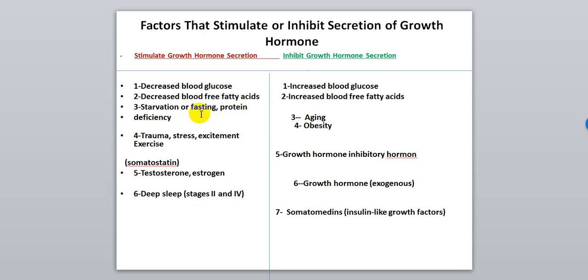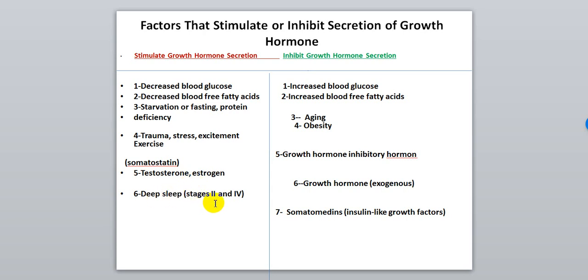Starvation, fasting, or protein deficiency means a need for more and more secretion of growth hormone to release the fats to produce body energy. Trauma, exercise, excitement, and stress all need more energy. Somatostatin, a hormone secreted from the hypothalamus, causes inhibition of production of growth hormone. Testosterone and estrogen have a positive effect on secretion of growth hormone.